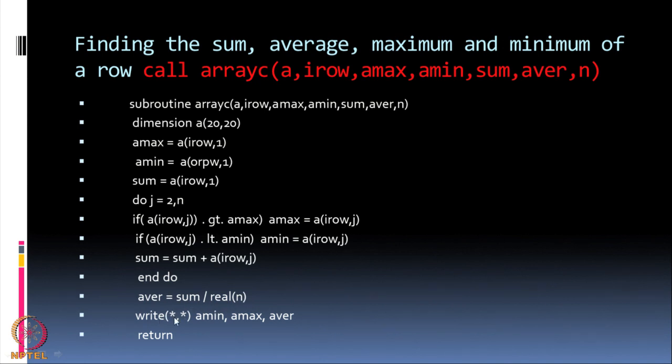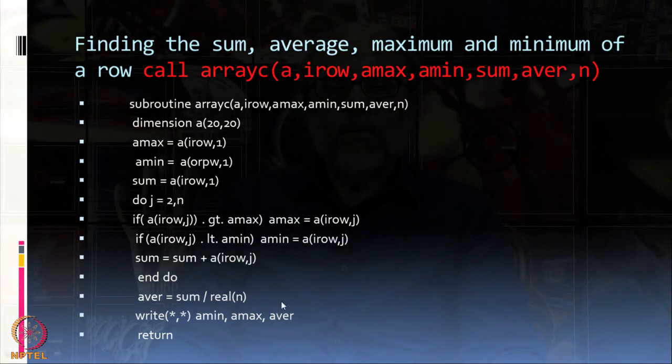Now, I will write star comma star, a min minimum value, maximum value as well as the average. What is this subroutine doing? It is calculating the average, maximum, minimum and writing on the screen. So, this is what my subroutine is.